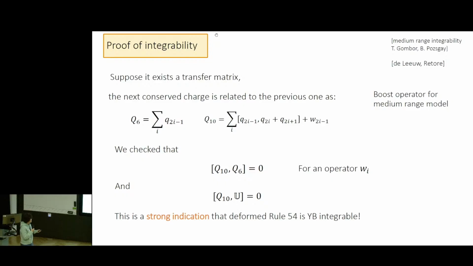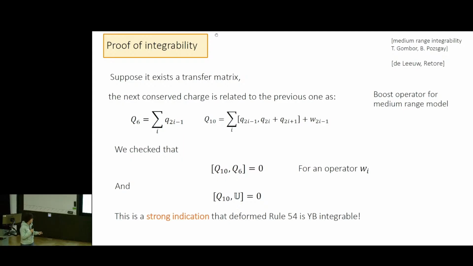And so this part is really, really technical, but you can think about this boost operator as really an operator that you apply to one of your charges and you construct the next conserved charge. And what happens for this model is that if you start from Q6, you can get the next charge commuting with it using the boost that has interaction range 10, and both of them now commute. And this is now a strong indication that the model is Yang-Baxter integrable.